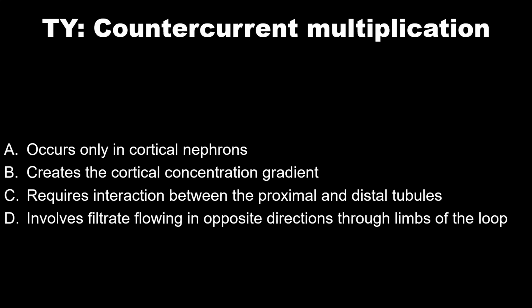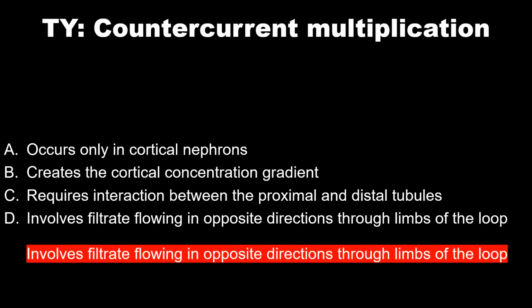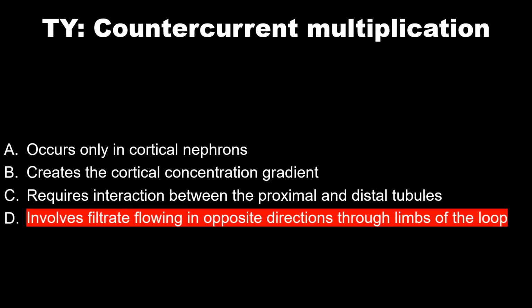Countercurrent multiplication is best described as which of these? It involves filtrate flowing in opposite directions through those limbs of the loop, right? As the filtrate flows down through the descending limb and up through the ascending limb, they're going to countercurrently exchange.